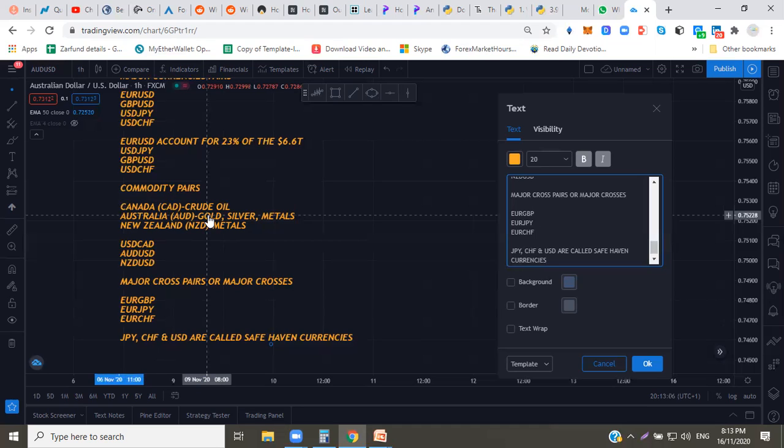And then there will also be a major movement in NZD USD as well. Why? Because they are commodity currencies, they are commodity pairs, and the movement that is happening in those commodities is reflecting in the pairs themselves. Do you understand that?